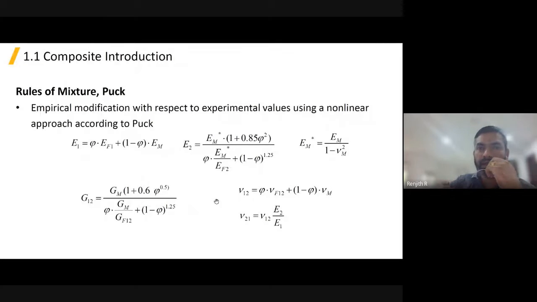Actually, in the pure orthotropic concept, we need 9 constants, that is Young's modulus in 1, 2, and 3, Poisson's ratio in 1-2, 2-1, and 2-3, and shear modulus in 1-2, 2-1, and 2-3. Most application-wise, if you observe, you can see it is actually a plane stress concept. So the majority of composite analysis will be a plane stress approach.